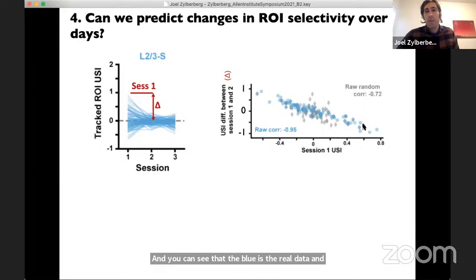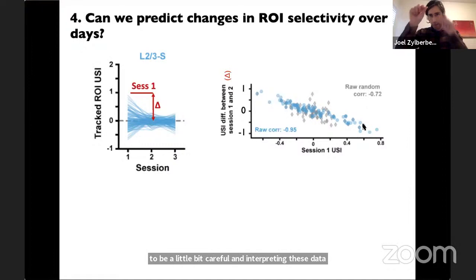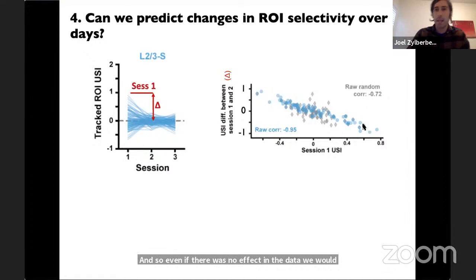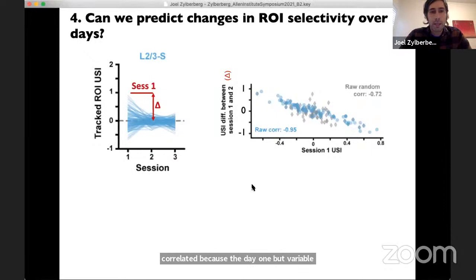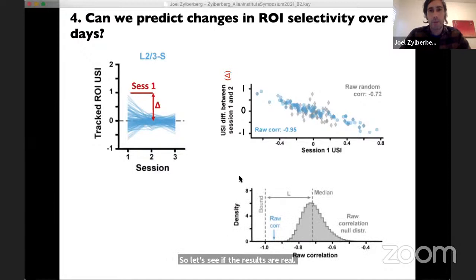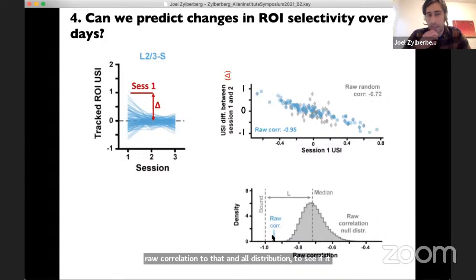We need to be a little bit careful in interpreting these data as is, because we're comparing day 2-1 to day 1. Even if there was no effect in the data, we would still intrinsically see a negative correlation just from the way we've done the comparison. 2-1 compared to 1 is going to tend to be negatively correlated because the day 1 variable shows up twice. So to see if the results are real and significant, we again use our shuffle control. We shuffle the labels of day 2 versus 1, recompute this correlation, and do that 10,000 times. That gives us a null distribution of what these correlation values would look like if there was no effect in the data. Then we can compare the real raw correlation to that null distribution to see if it's statistically significant. And in this case, it's highly statistically significantly more negative correlation than you would expect by chance.